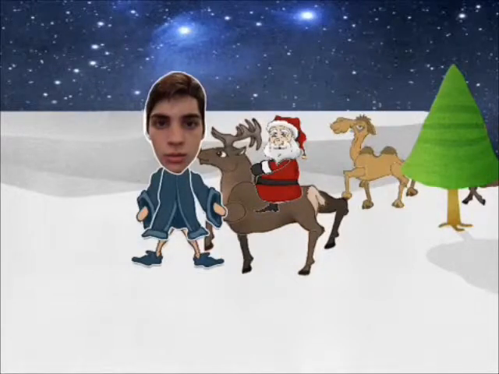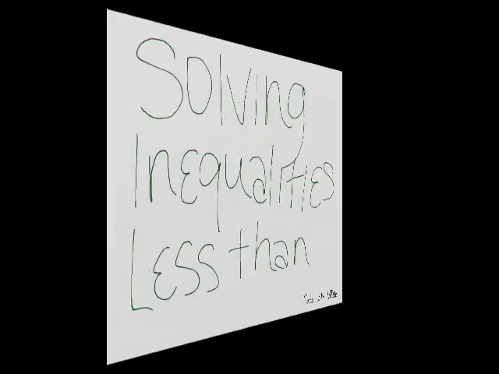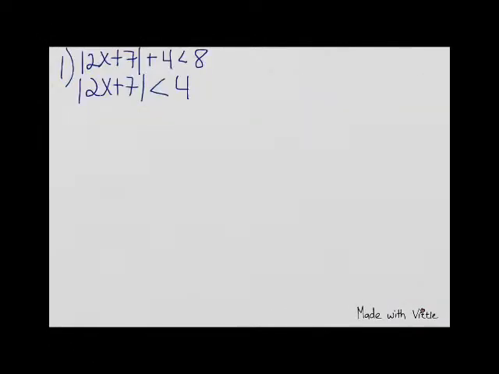Here it is. Solving inequalities lesson. First you have to get the absolute value on its own. And since the plus 4 is outside of the absolute value of 2x plus 7, you minus 4 on both sides, then you end up with the absolute value of 2x plus 7 is less than 4. Then you set the entire absolute value expression, 2x plus 7, negative, set it less than 4, and then do the positive version and set 4 less than 2x plus 7.